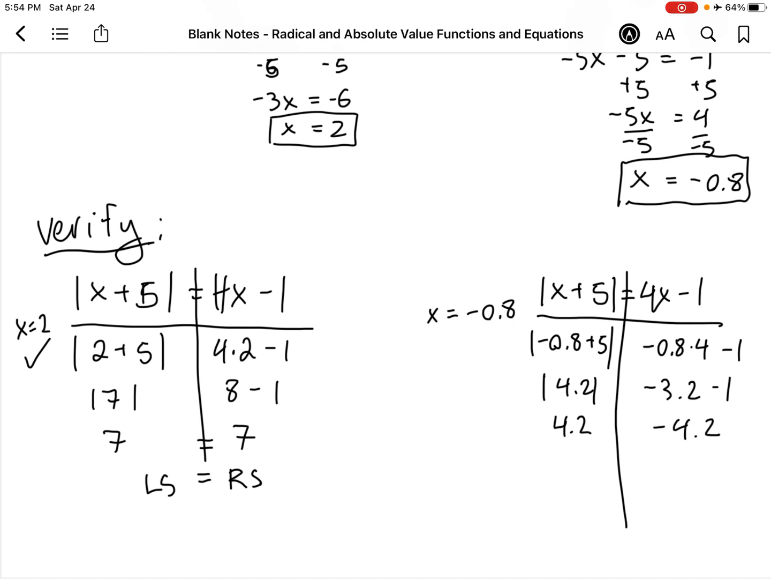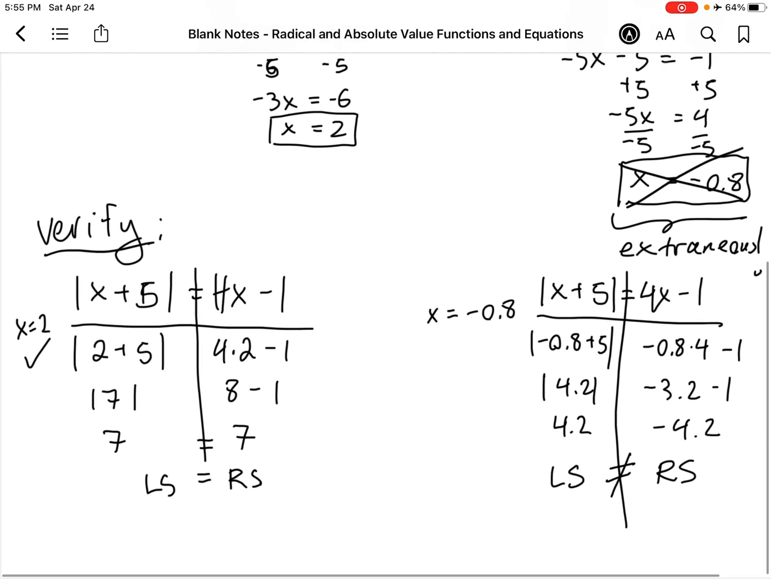And in this case, the left side does not equal the right side, which means that this solution is extraneous. So we have to eliminate it.